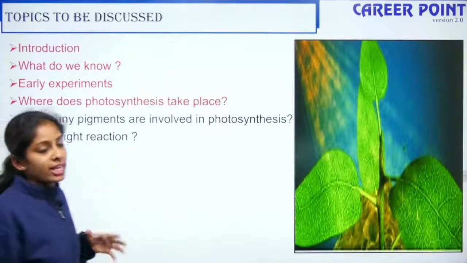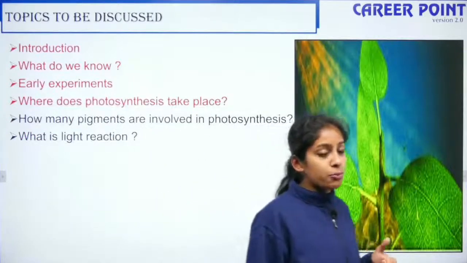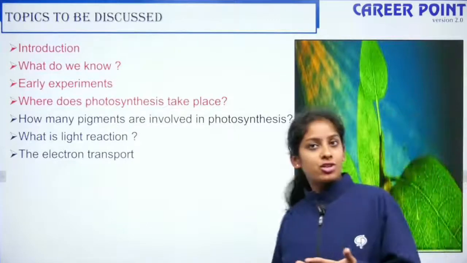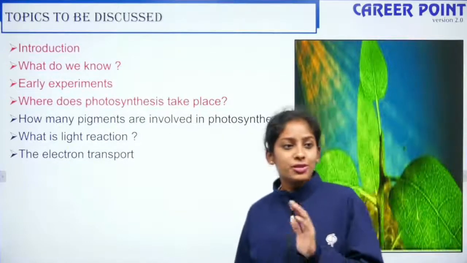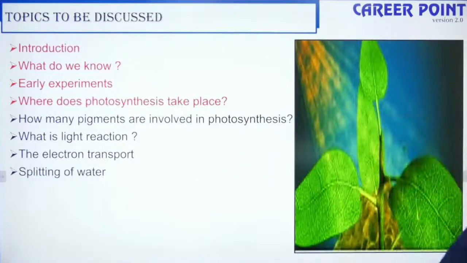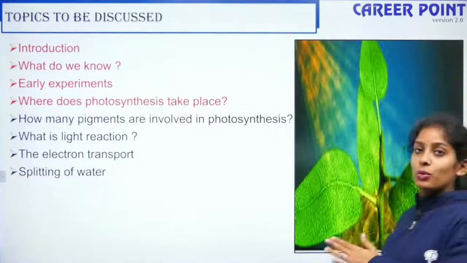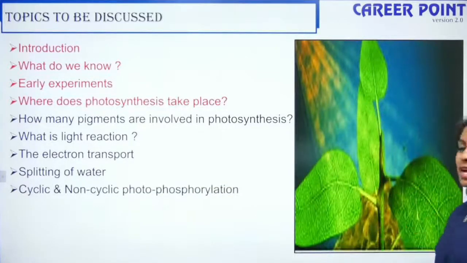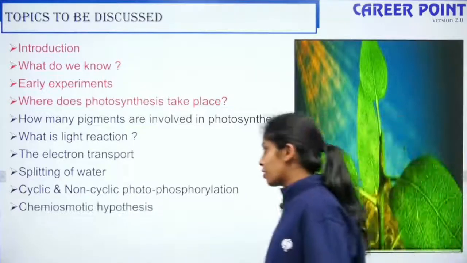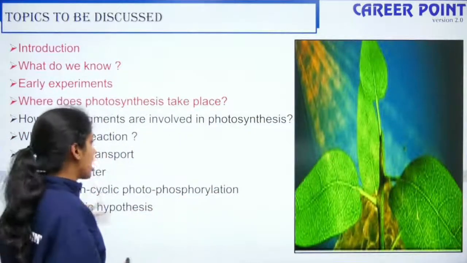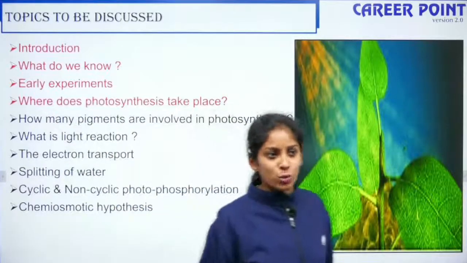Today we'll elaborate on what the light reactions are and what processes happen in a light reaction. If time permits, we'll talk about electron transport, that is the Z scheme, or you can call it non-cyclic photophosphorylation. Along with it, you have the splitting of water molecules. Then I'll differentiate between cyclic and non-cyclic phosphorylation. That itself is too much for today, so I don't know how many slides I have. The chemiosmotic hypothesis is for next week, that is Monday. Alright, let's move forward.